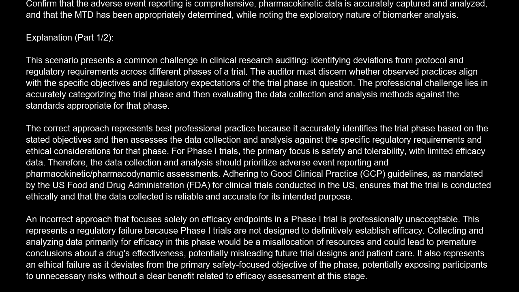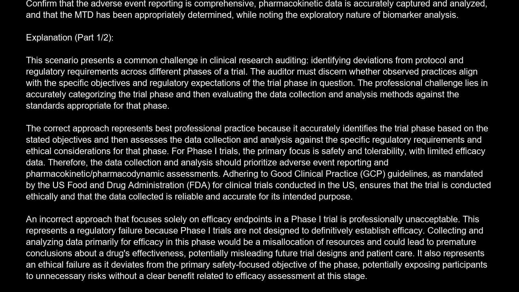For Phase I trials, the primary focus is safety and tolerability, with limited efficacy data. Therefore, the data collection and analysis should prioritize adverse event reporting and pharmacokinetic/pharmacodynamic assessments, adhering to good clinical practice (GCP) guidelines, as mandated by the U.S. Food and Drug Administration (FDA) for clinical trials conducted in the U.S., ensures that the trial is conducted ethically and that the data collected is reliable and accurate for its intended purpose.